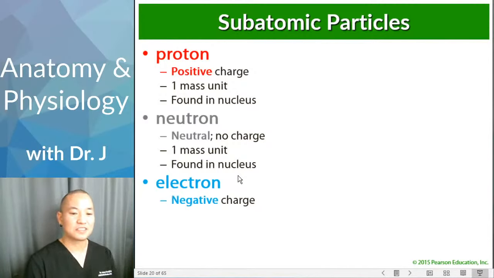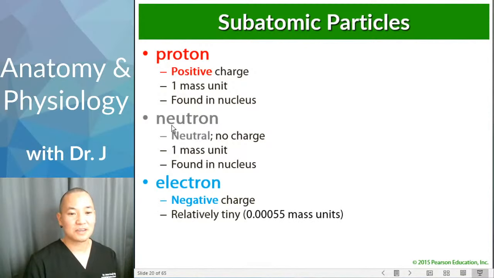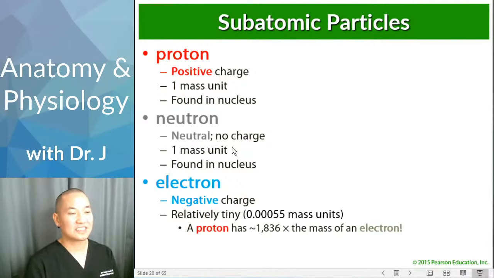And electrons, unfortunately, they're not called electronegative charge. They just have a negative charge. It's not an electron, it's electrons. These have the negative charge. A common mistake is that people think neutrons have a negative charge. No, neutrons don't have a negative charge. Electrons do. These have a relatively tiny mass. Compared to the one mass unit found in the neutrons and protons, they have a very, very small mass. In fact, a proton has just over 1,800 times the mass of an electron. So the majority of the mass of an atom is from protons and neutrons.